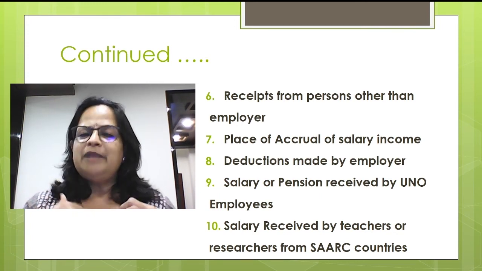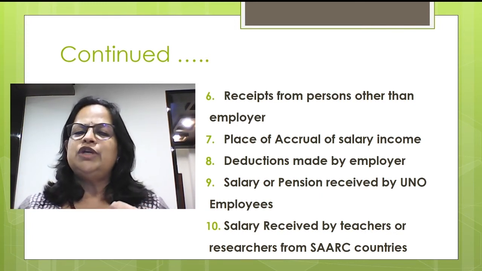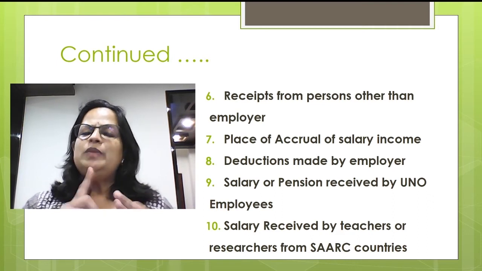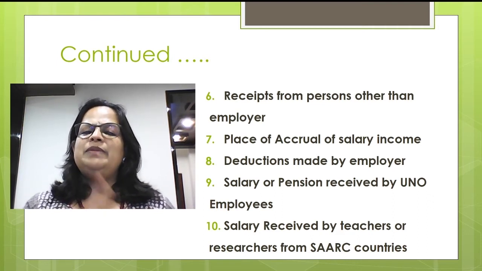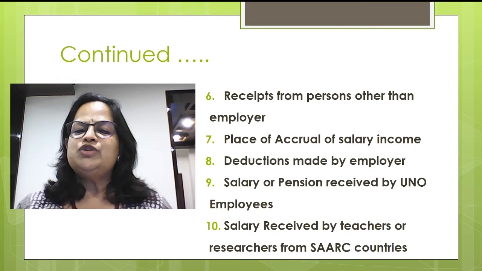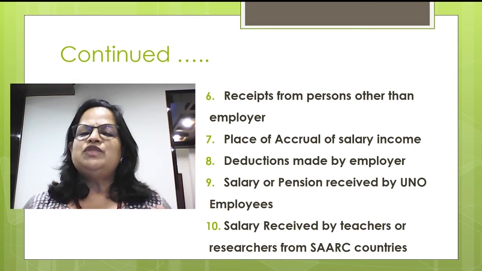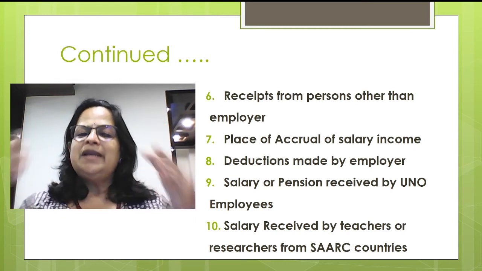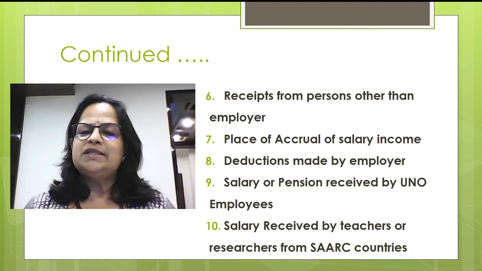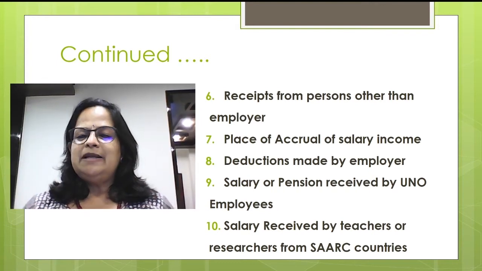I told you when I get my salary, I may have to pay my housing loan, vehicle loan. So many other payments will be there. Insurance payments will be there. LIC payments will be there. Group insurance will be there. All these payments will be there. So from my gross salary, the employer will deduct all this, and then only I will get my net salary.